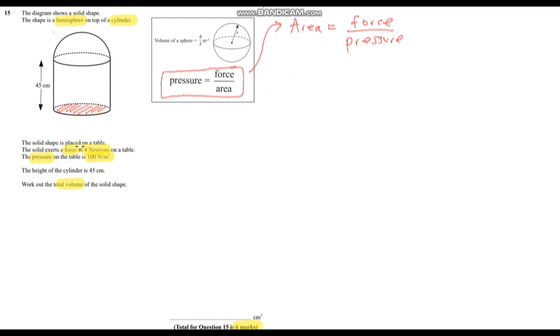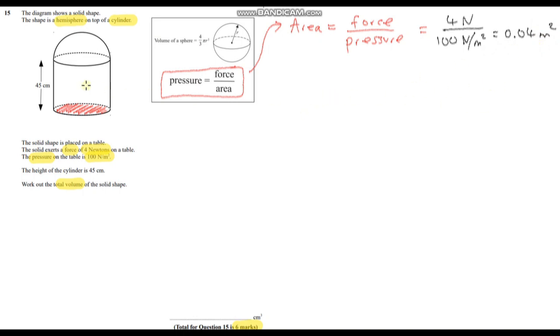The solid exerts a force of 4 newtons on the table, which is encompassed by this area, and the pressure on the table is 100 newtons per meter squared. So we're looking at this area here. So the force is 4 newtons. So it's going to be 4 newtons divided by the pressure, which is 100 newtons per meter squared. 4 divided by 100 is 0.04. So it's going to be 0.04, and the units are going to be meters squared.